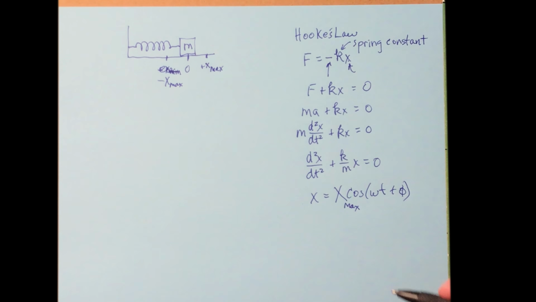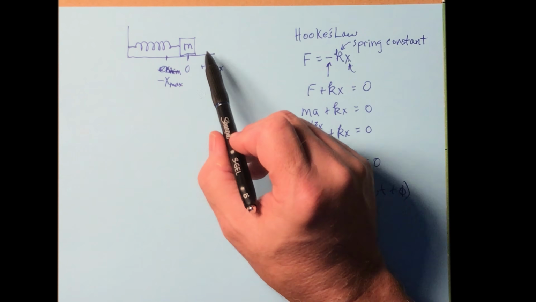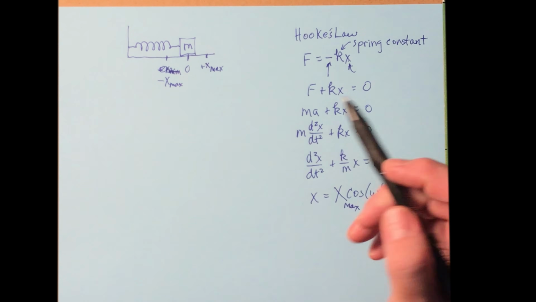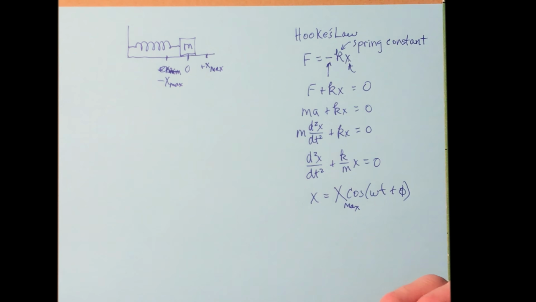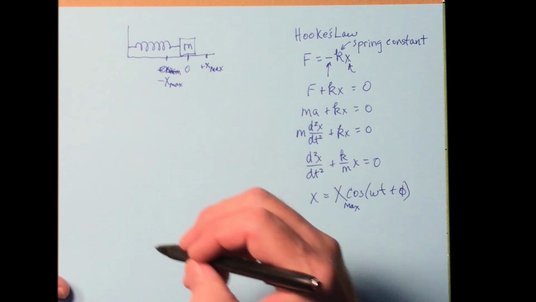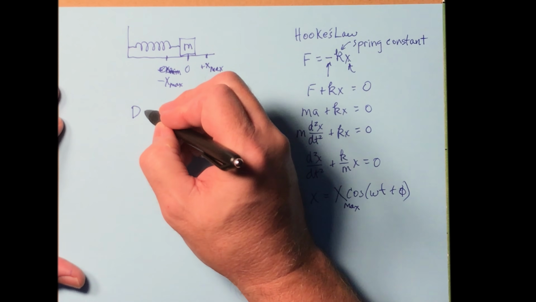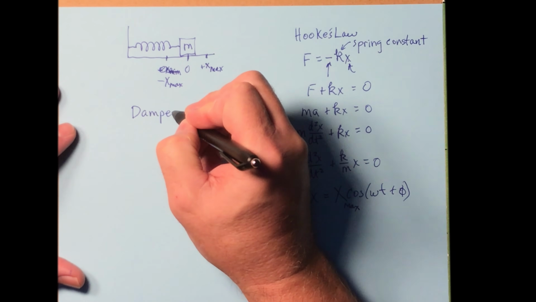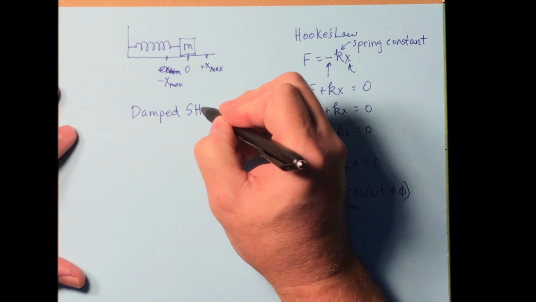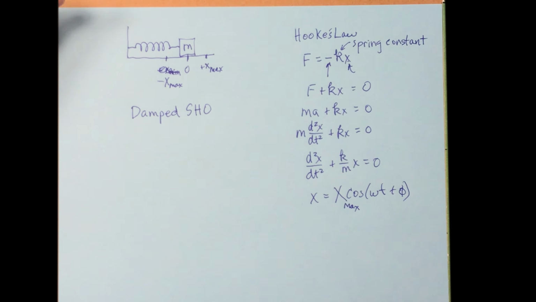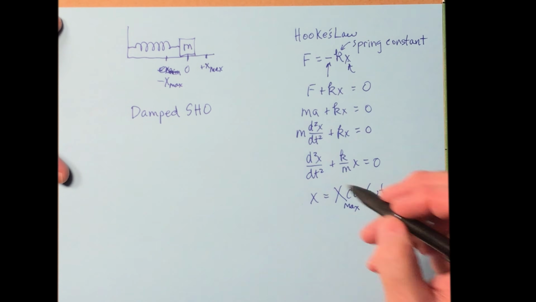Now, what happens when you add friction? Well, without the friction, this is called a simple harmonic oscillator, and it will oscillate forever. When I add friction, then it becomes a damped simple harmonic oscillator. All right, so let's talk about what happens when you add friction then.